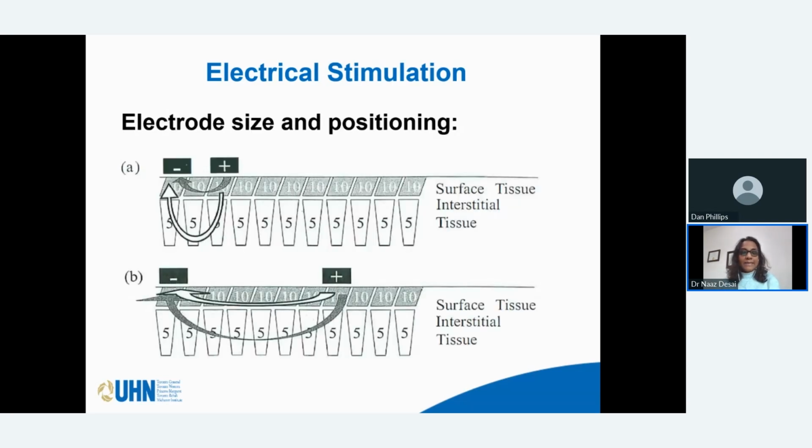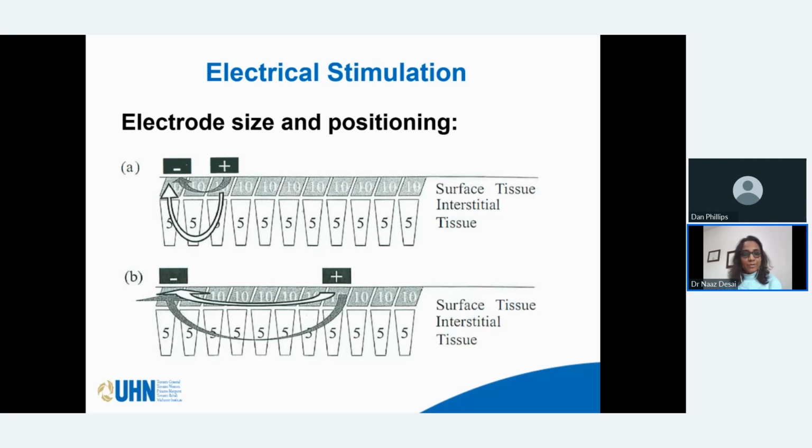Then the next one is electrode size and positioning. So this particular diagram talks to positioning of the electrodes. As you can see in figure A, the electrodes are positioned fairly closely together, whereas in figure B, they are placed a little bit further away. So hypothetically in this figure, what we're assuming is that one thing we know for a fact is that the surface tissue offers more resistance to the flow of current compared to the interstitial tissue. So hypothetically, let's assume that each patch of the surface tissue is offering 10 units of resistance, and each patch of the interstitial tissue is offering 5 units of resistance.